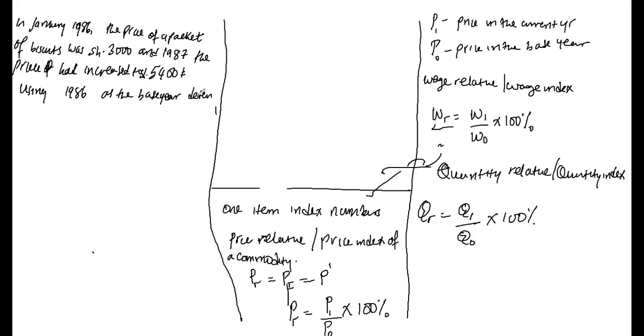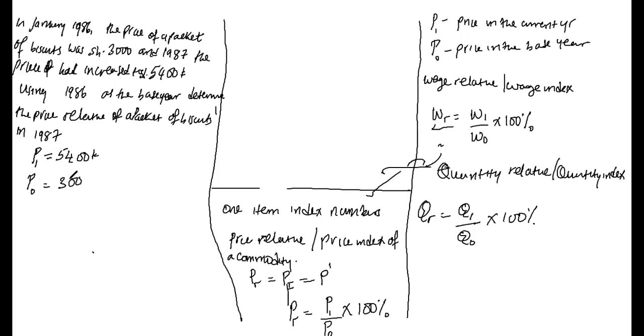determine the price relative of a packet of biscuits in 1987. So here you first identify the current year price is 5,400. The base year price is 3,000. They're asking for the price relative.